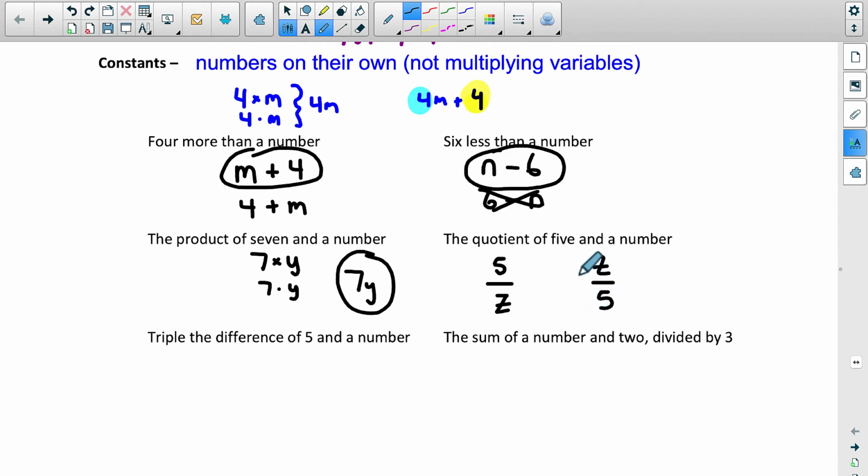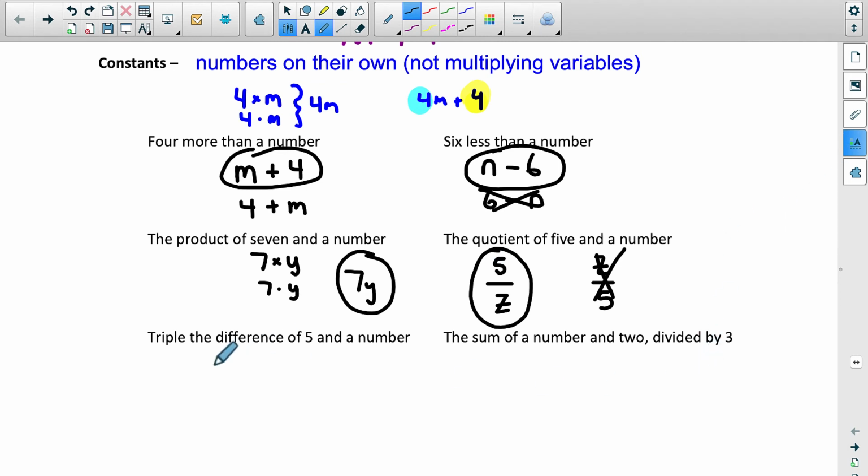Only one works. The ones you have to be careful about are subtraction and division, because order really matters. If it just tells you the two things, you have to put it in the order it says. The quotient of 5 and a number. 5 and a number. 5 divided by a number. This is incorrect. This is the only answer, although you could have a different letter. Okay, a couple of tough ones down here at the bottom.